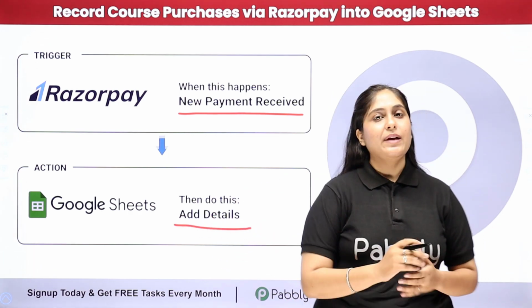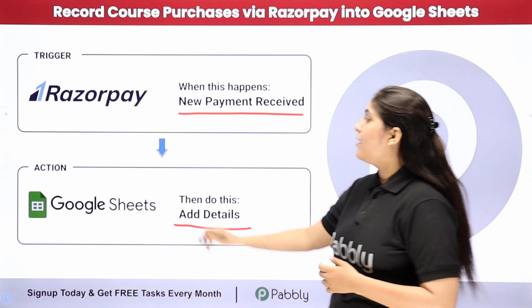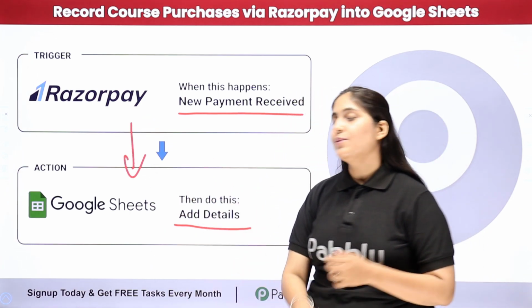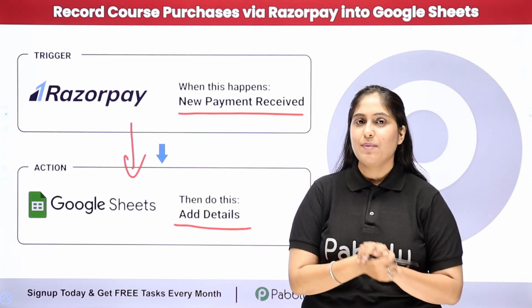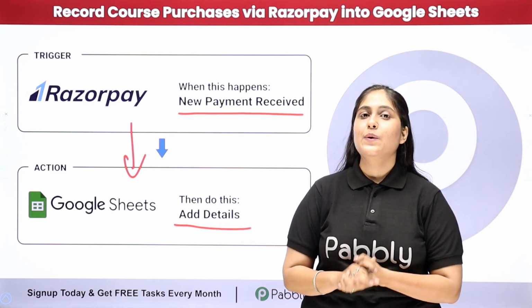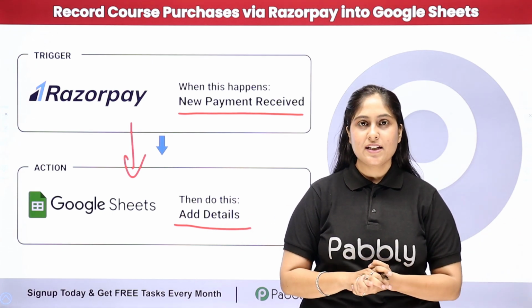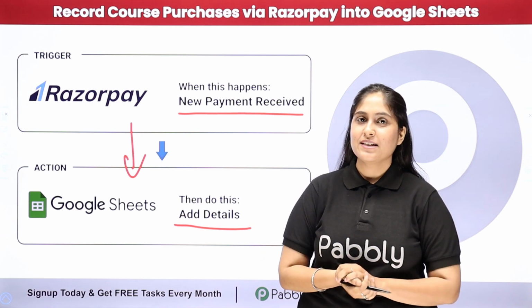So now here to automate the entire process, I need to connect my Razorpay account with my Google Sheets using an automation software named Pabbly Connect. So now here to see the working of this automation and to learn this process step by step, let me take you all to my screen.